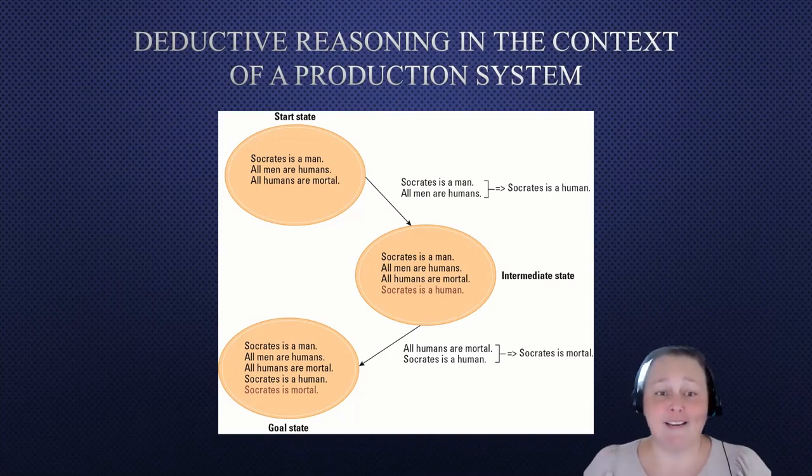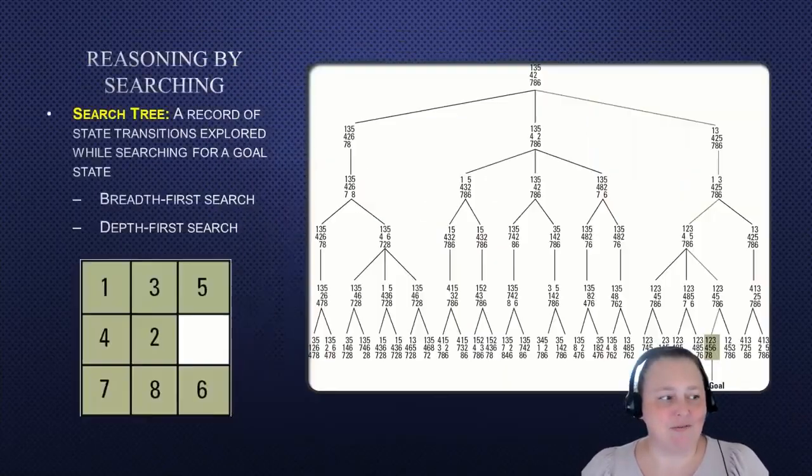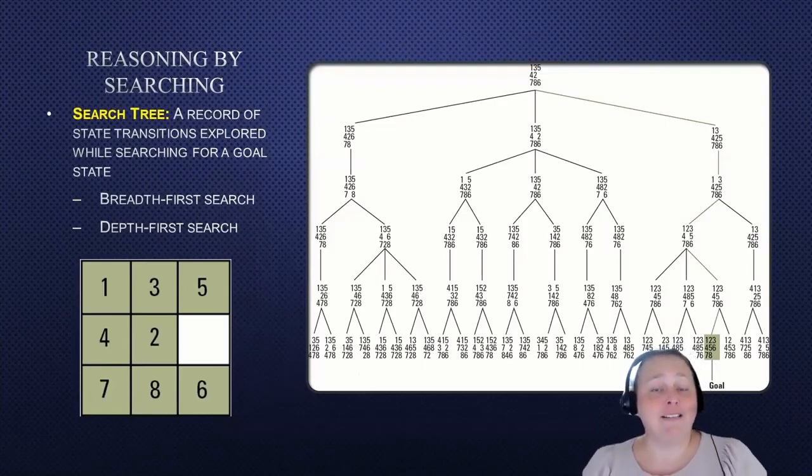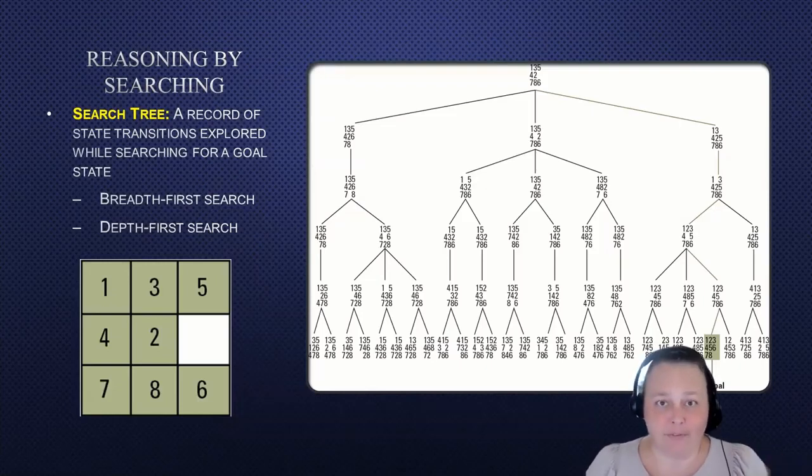Therefore, Socrates is a human. So that's kind of where this whole inference rules comes into play. Now here, for example, we have a search tree, and it is basically a recorded state of every single possibility of every single move and every single decision within your system. So here we're going to use this jumbled version of our tiles in a few slides.